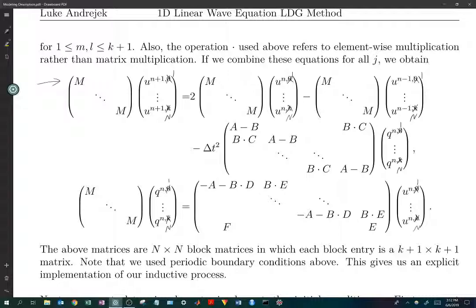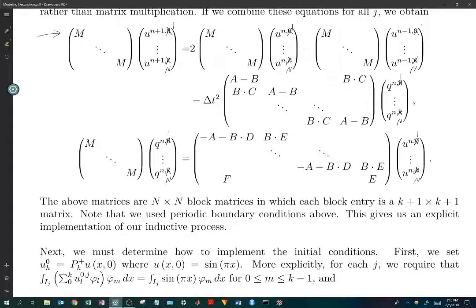Okay, and so here we go. Now what we have is this vector. This vector on the right here gives us u^{n+1}. It gives us all of the u^{n+1} information, and it depends on the u^n information, the u^{n-1} information, and the q^n information. Here when I say n, I mean lowercase n. I know it's confusing, sorry. For the bottom equation, we have q^n, and it depends on u^n.